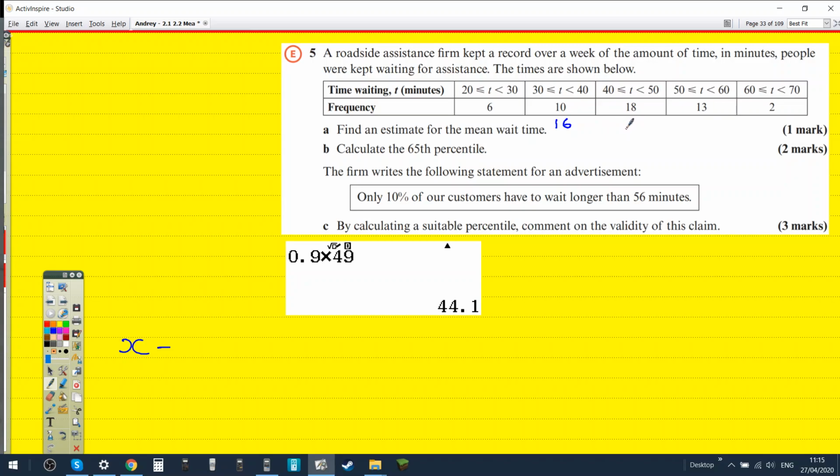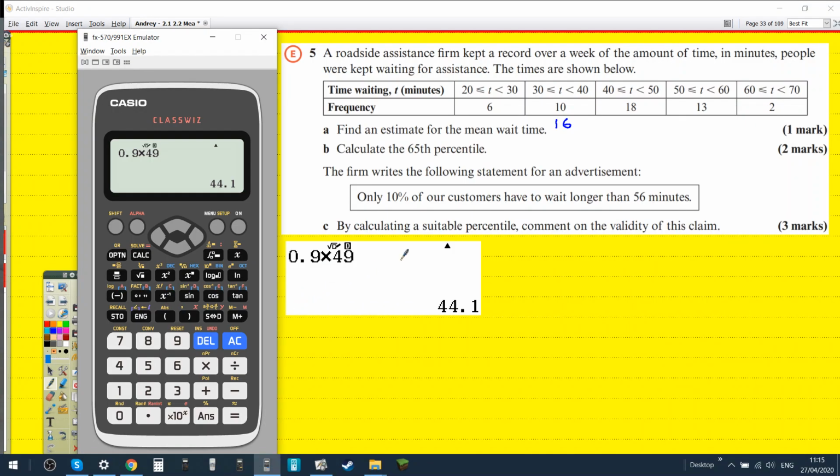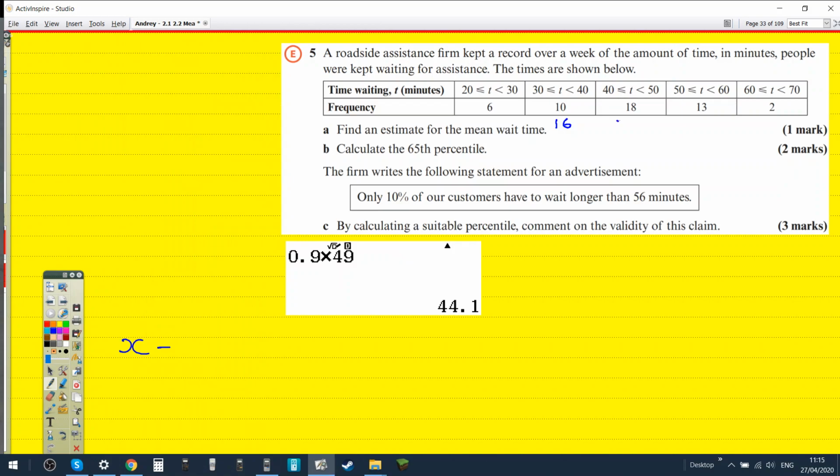Probably the 50 to 60. Why are you saying probably? It will be 50 to 60. I don't know. 10 plus 18, so the cumulative frequency is 34. That is going to be 47, and that's 49. So we did 44. So it's 50 to 60. Okay, so you're in the 50 to 60 group. Yeah.